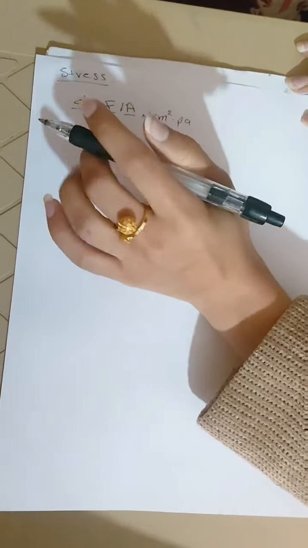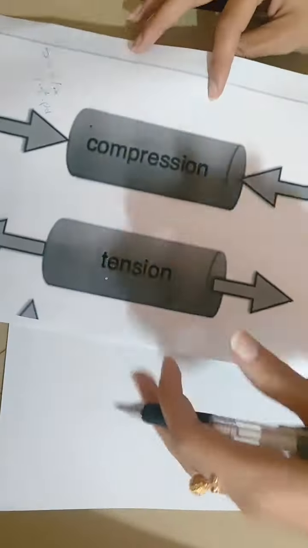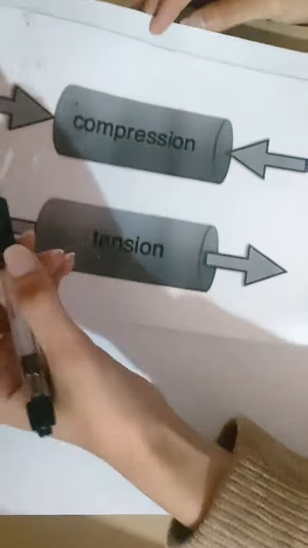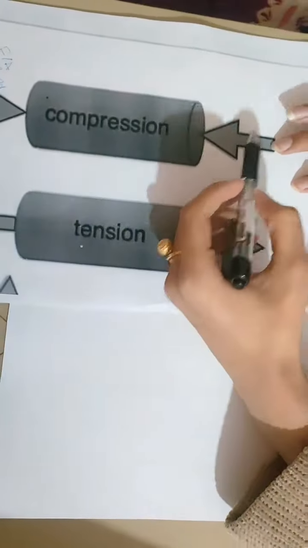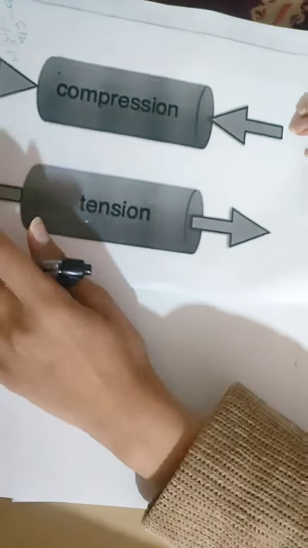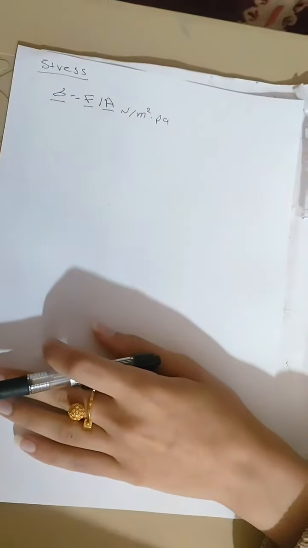There are two types of force in normal stress: the compression force, or compression stress, and tension. Like this photo here, compression and tension. And we also need to talk about the strain.